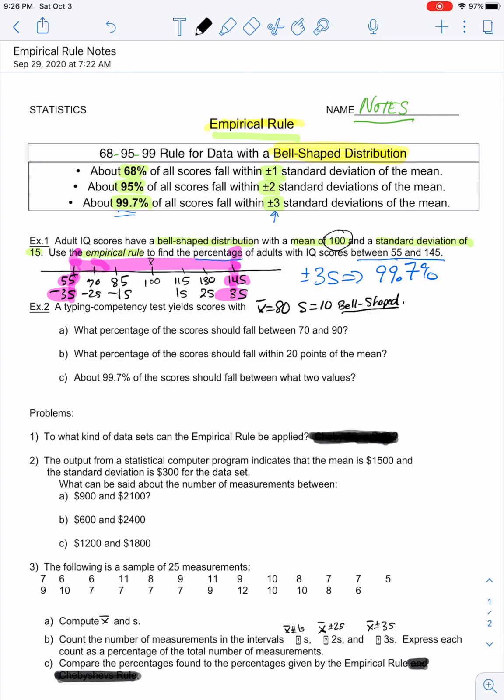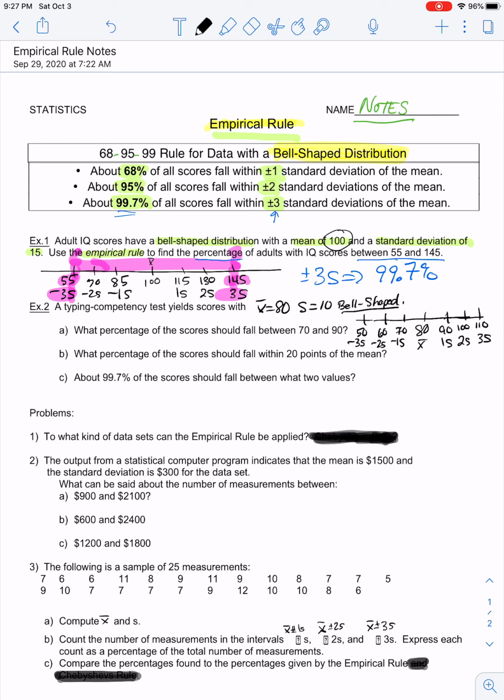Again, let's start with a little number line. It doesn't have to be fancy. 80 is the mean, and we're going to add 10 three times. So we'll go 90, 100, 110. That's 1 deviation, 2 deviations, 3 deviations. Then we're going to subtract to the left 3 times. So we'll go 70, 60, 50: 1 to the left, 2 deviations left, 3 deviations to the left.